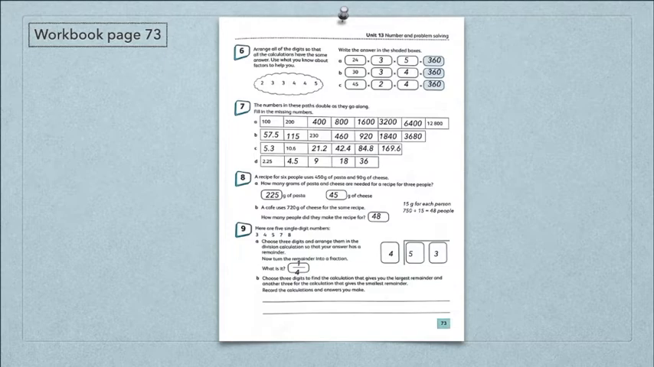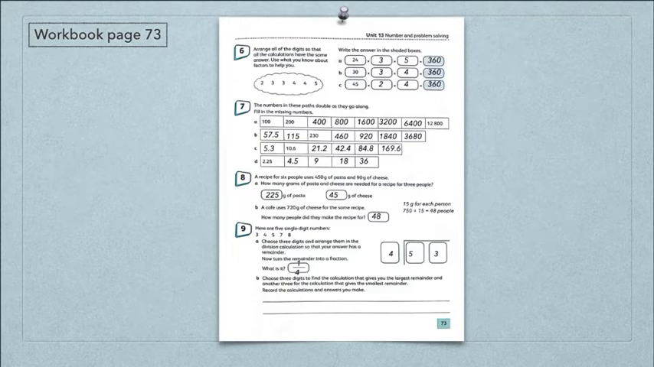Part B. Choose 3 digits to find the calculation that gives you the largest remainder, and another 3 for the calculation that gives you the smallest remainder. Record the calculations and answers you make. I'll give you a couple of minutes to think about any possible variations of the numbers that will give us the largest and the smallest remainder. Okay, now it's time to answer the questions.